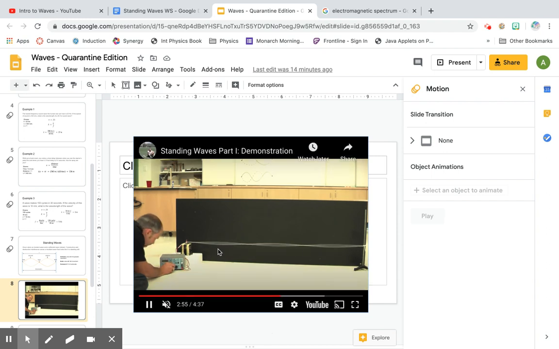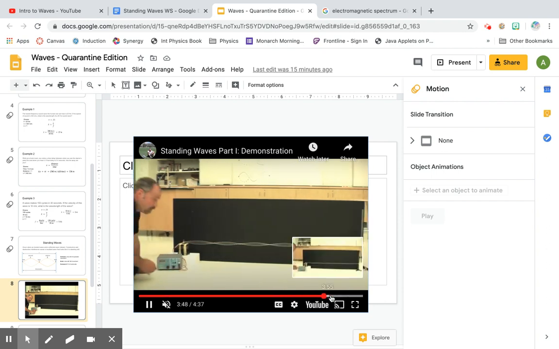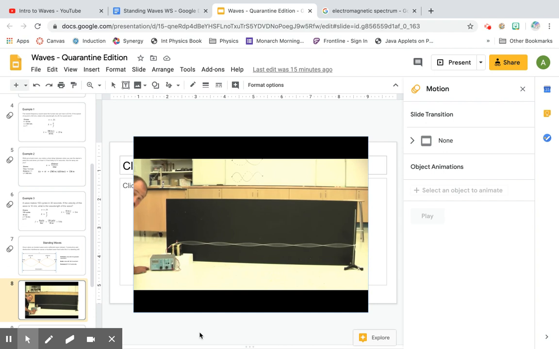Oh, and here he is making the third harmonic. All right, so you see 1, 2, 3 antinodes. Here's a node here and a node here. Again, nodes at the end as well. And then let's see if he makes any. Oh, look at that one. 1, 2, 3, 4, 5, 6. That's the sixth harmonic. All right, you see the 6 antinodes there.